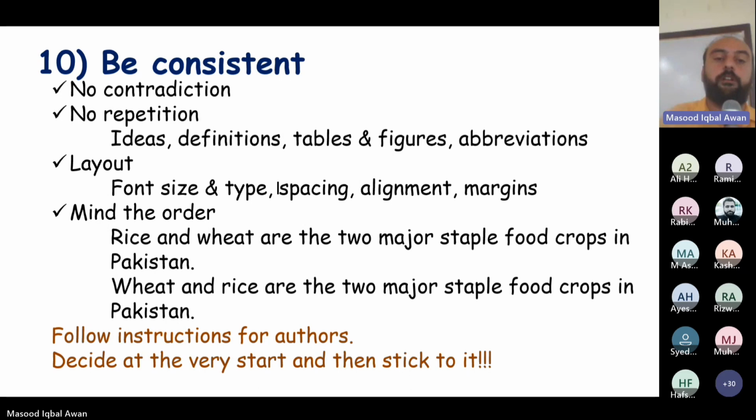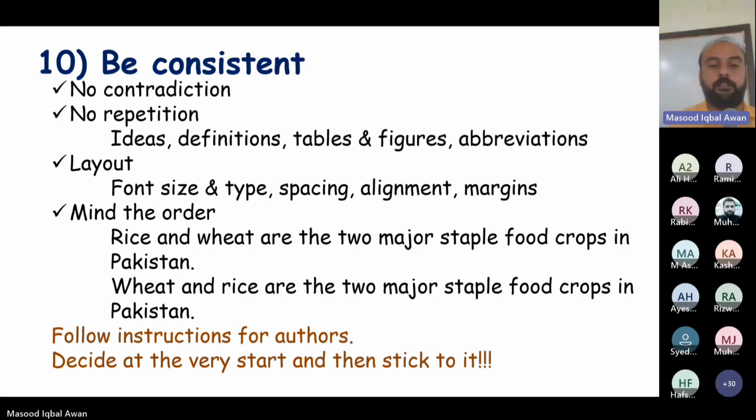There should be no contradiction. For example, if at one place you say maize grows in spring and autumn, and at another place you write maize grows in spring and autumn, this is a contradiction. This should be avoided. There should be no repetition of ideas, definitions, tables, figures and abbreviations. Often we present the same data in tables and then repeat it again in a figure. So this is a serious error.